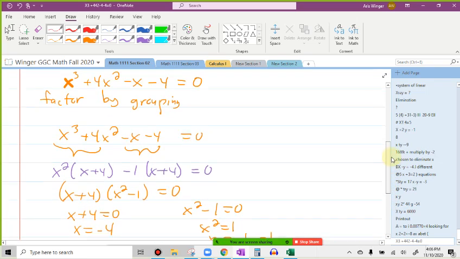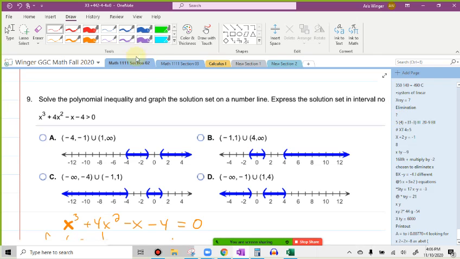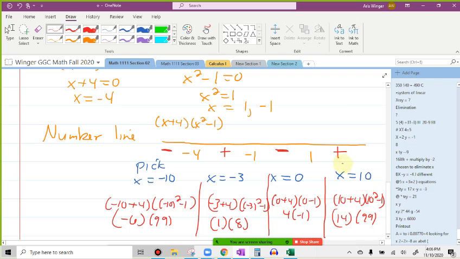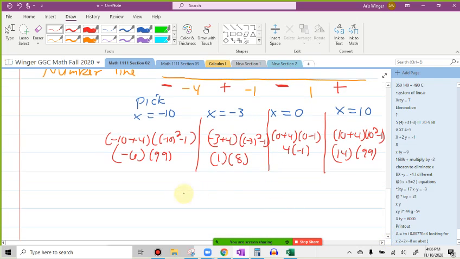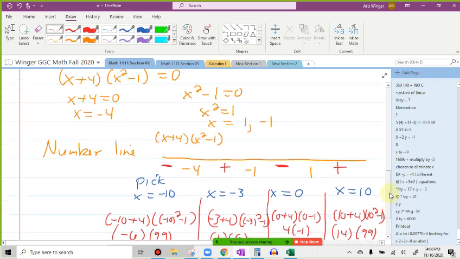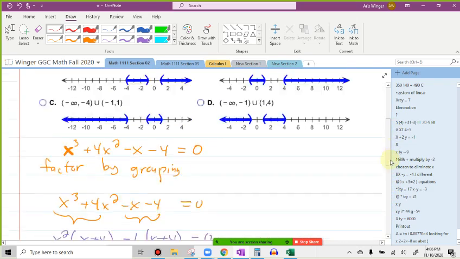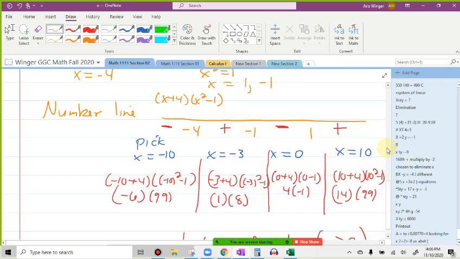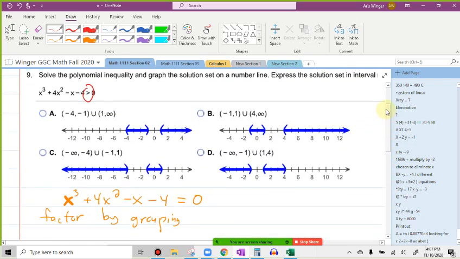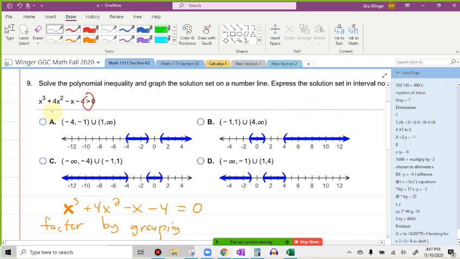Which one am I looking for? I'm looking for the plus because I wanted to know when this was bigger than 0. We'll make that remark. We're looking for the plus, positive because it's greater than 0 in the problem. Where's that? I need a positive between negative 4 and negative 1. I need a positive past 1. This is the only one in which that could work.